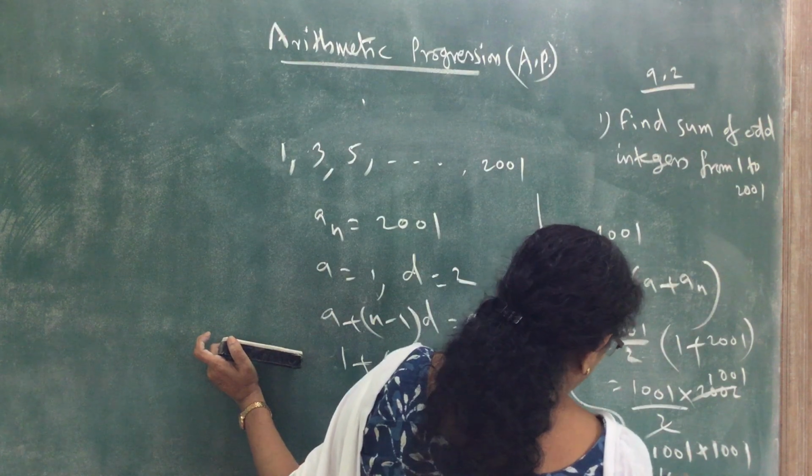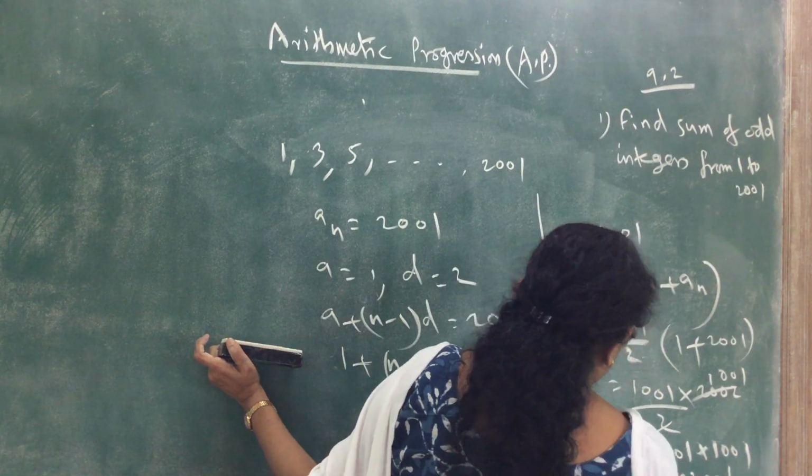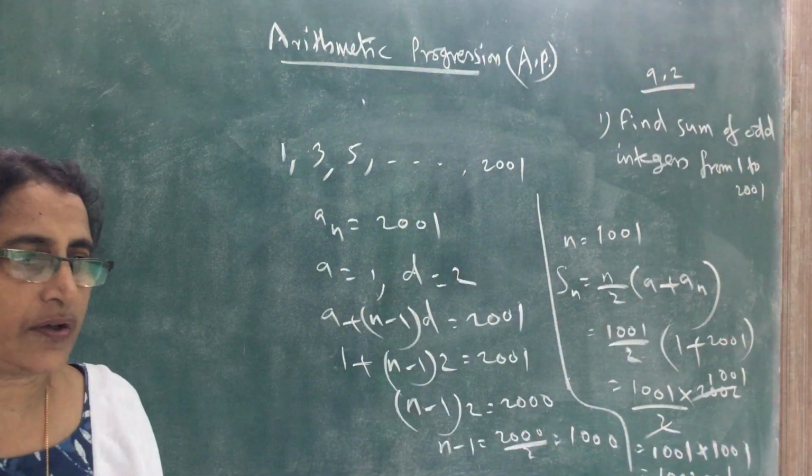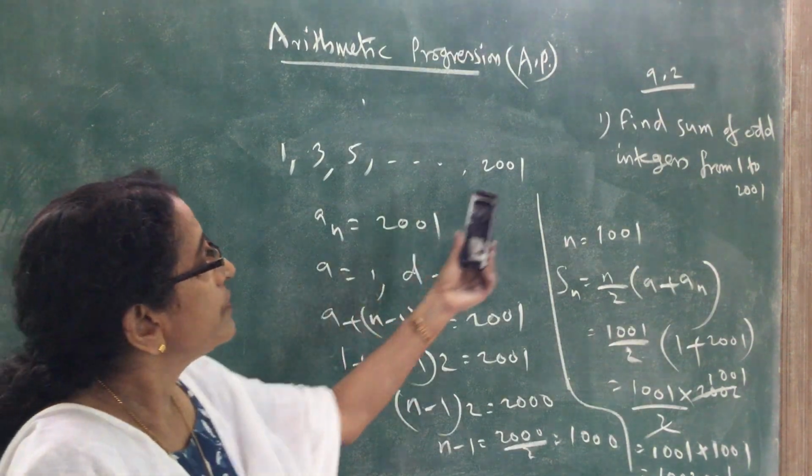That is equal to 1,002,001. Easy to multiply. Okay, that is the answer. 9.2 first.